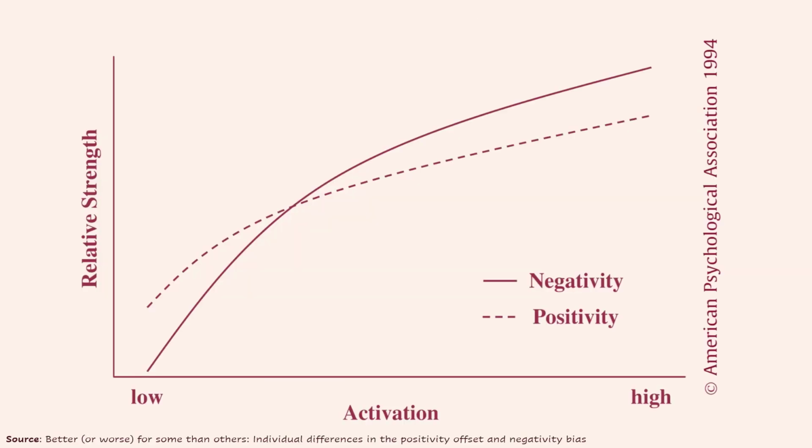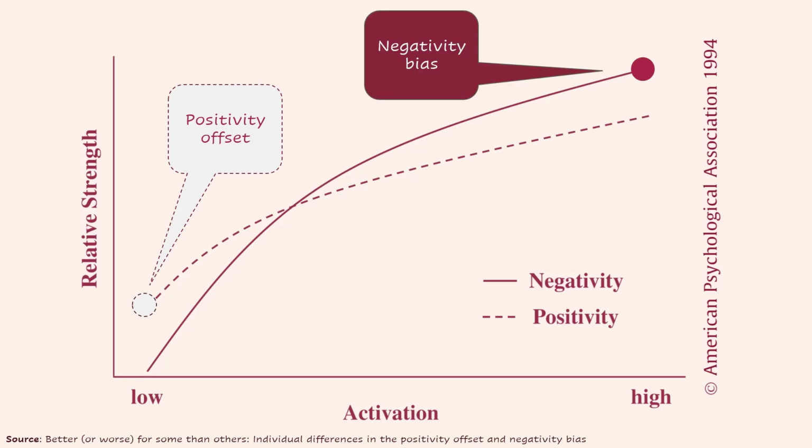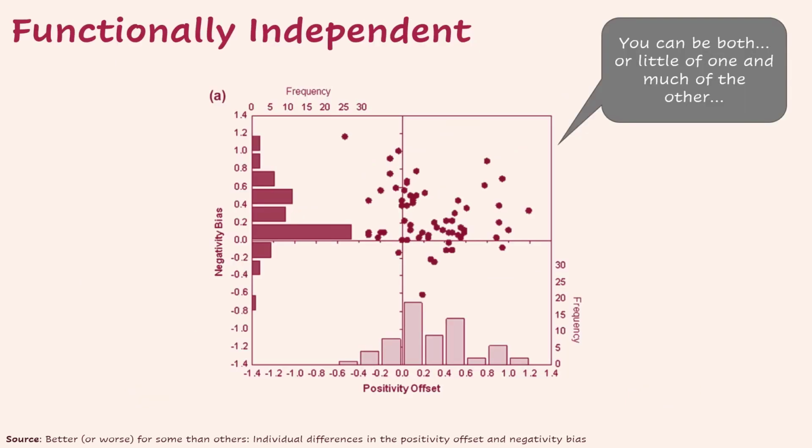Positivity and negativity have different activation curves. At normal stimuli, small size, positivity wins. But when the intensity increases, negativity wins. There are arguments that positivity and negativity are functionally different. This means that if you display a high positivity bias, it doesn't mean you will show a high negativity bias or extremely low negativity bias.